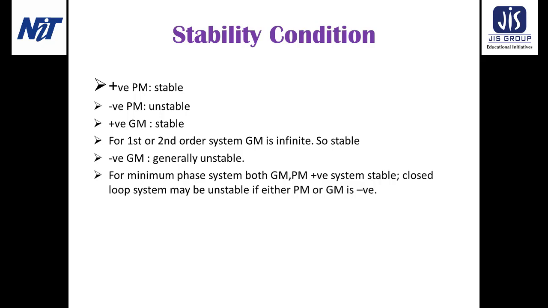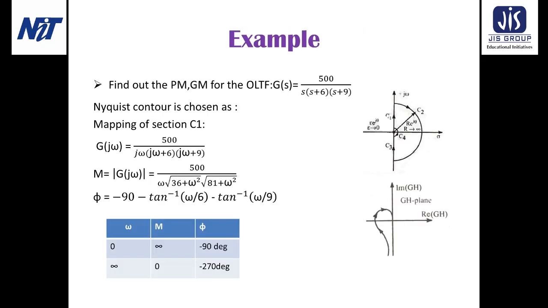obtained by subtracting the magnitude of G(jω)H(jω) at ω equal to ωp, that is the phase crossover frequency, from 0 dB. And that part we will discuss in the next video. So let us take an example.